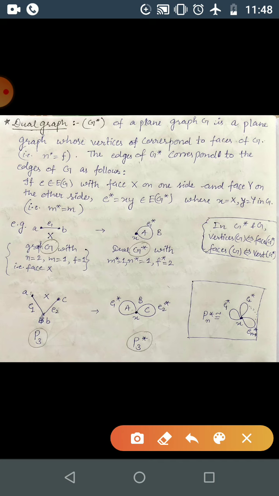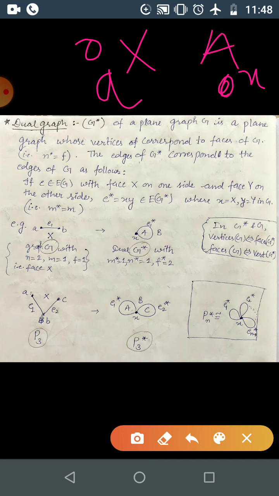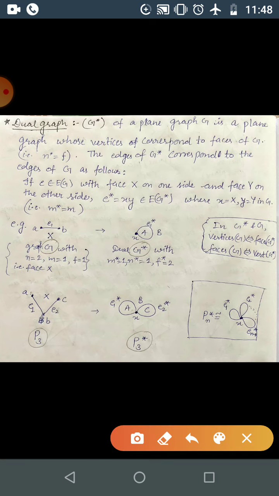Next, you can take K1. For K1, only one vertex is there, one face is there. So one vertex and one face, no edge. So there will also be no edge. So that will be K1 and K1 star. Likewise, you can just have K3. Suppose K3 is this one.